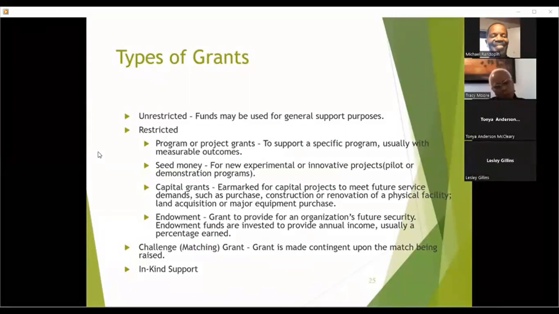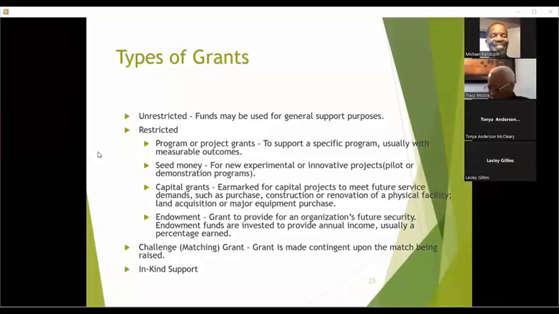A lot of nonprofits might go for all three types, a program, seed money, and a capital grant, at the same time. Then you have what's known as endowments, and I only use this in order to complete the list of the different types of grants. An endowment is a grant to provide an organization future security, like a person gives money to a university or something like that. That's what we call an endowment.